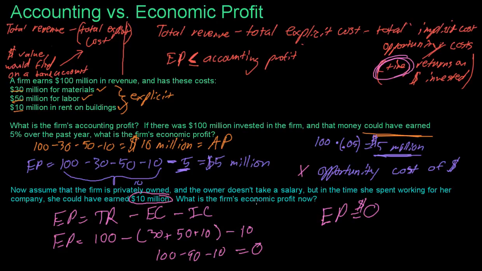So that's all that I want to say about accounting and economic profit. You need to know the difference between the two, and you need to understand what kind of costs are explicit costs and what kind of costs are implicit costs. But I think I've done a pretty good job of covering the big ones, and if you have any further questions, just let me know.